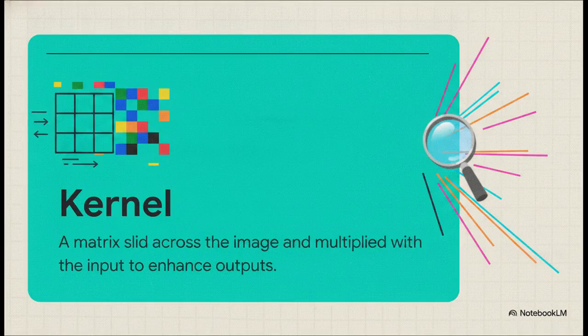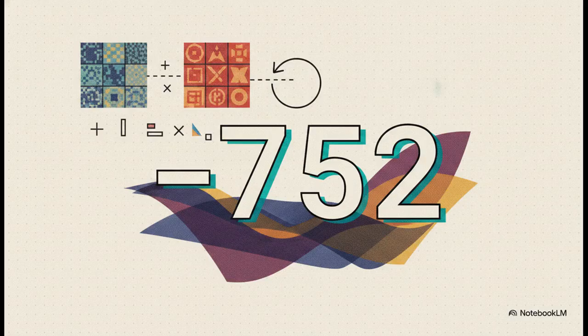The CNN's secret weapon? The kernel. Think of a kernel as a tiny mathematical magnifying glass. It's a matrix, a small grid of numbers that gets slid across the entire image. As it slides, it does element-wise multiplication with the input pixels. This mathematical operation is called convolution. The whole point of sliding this kernel around is to transform the data, enhancing the output to extract very specific features from the image, like hard edges or subtle textures. So imagine sliding that kernel over just a tiny 3x3 patch of pixels.